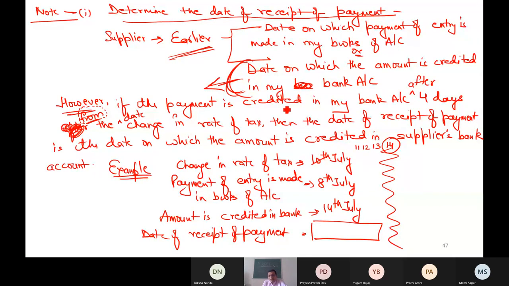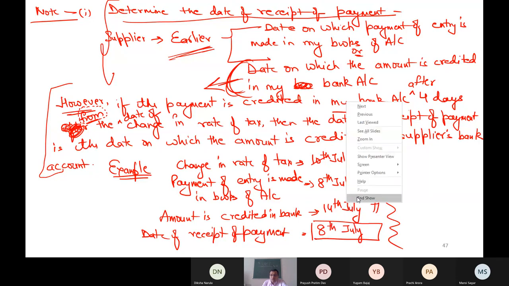And in this I will say that, no, it is on the 4th day, so I will not apply this exception. My answer will depend upon this point. Earliest of payment of entering the books of account, which is 8th, and date on which amount is credited, which is 14th, so which is earliest for 8th July. I hope the concept is clear. If not, you can ask me. Otherwise, I am assuming that the concept is clear.